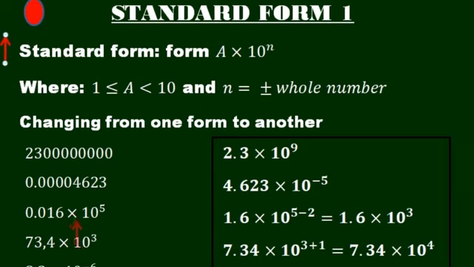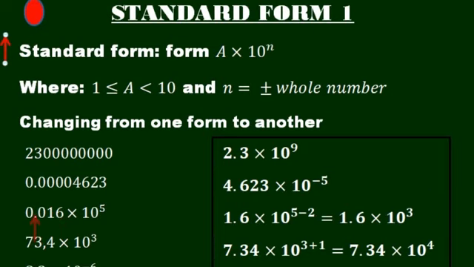Let us look at this one. This number is also not in standard form. This number is 0,016 times 10 to the power 5. This number is not in standard form. Why? Because this number 0,016 is not between 1 and 10. So this number is not in standard form. We need to change it to make sure that it's in standard form.